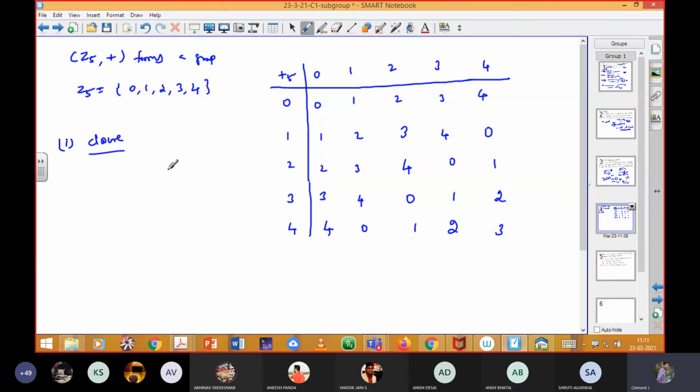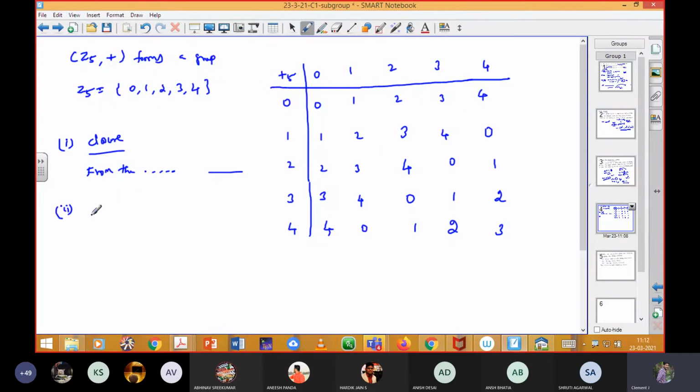Closure. Okay, so here between two elements, if you apply the addition modulo 5, whatever the answers you have got belongs to the set provided, Z5. So whatever values you pick as a pair, if you apply the addition modulo 5, it will give values which exist in your Z5. So from which, is the closure axiom true or not? Yes, sir. Yes, you need to mention here from the table closure axiom is true.